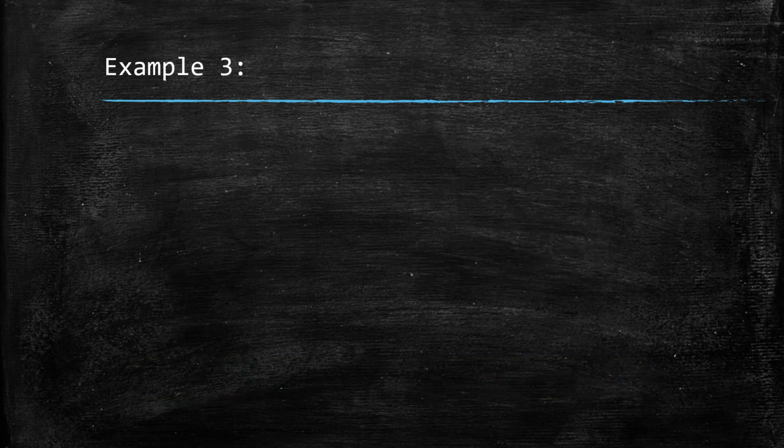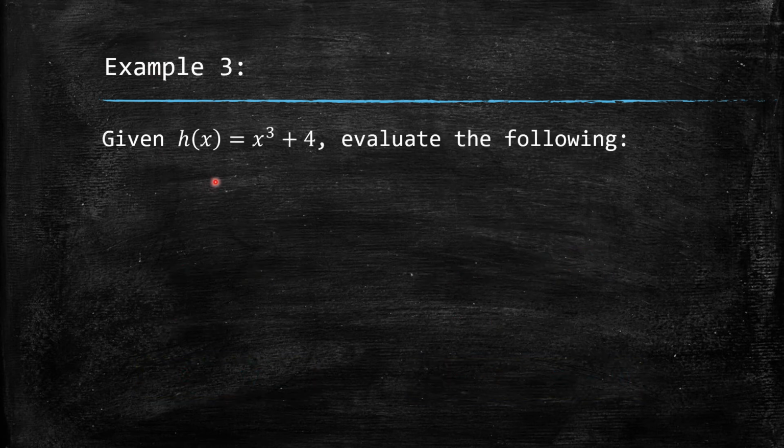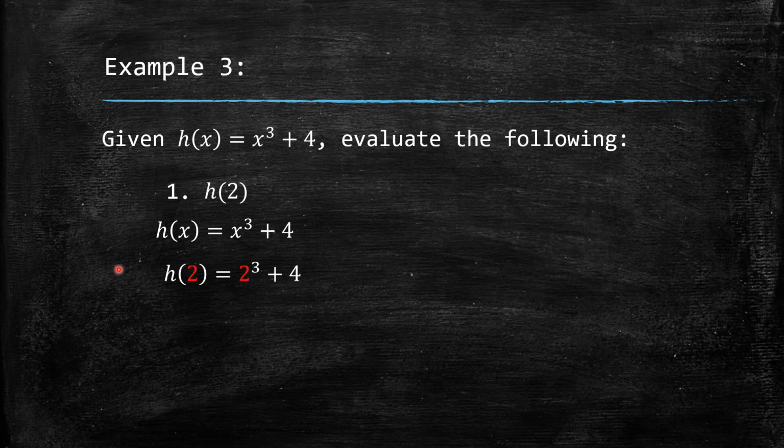For example number 3, given h of x equals x cubed plus 4, evaluate the following. Number 1, h of 2. So first is to use the given, h of x equals x cubed plus 4. And then, next step is to replace or substitute the value of x. And we will replace it with 2. So we will have h of 2 equals 2 cubed plus 4.